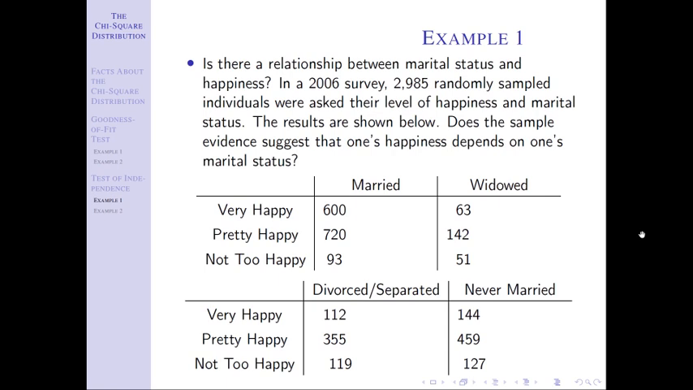And the question is, does the evidence suggest that one's happiness depends on one's marital status? So is related to, depends on, is associated with. Again, those would all be synonymous questions. As we did before in these problems, it's a good idea to go ahead and find those expected counts and put those before we put it next to or below the data. Here I've left you some room in your notes to put those expected counts in each cell.